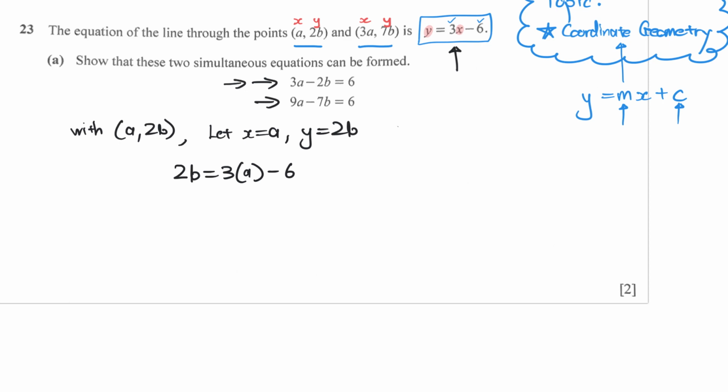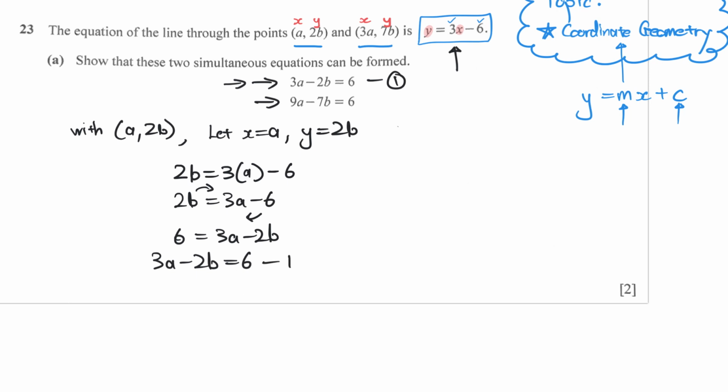So I will expand this out here. And I will shift 2b to this side and minus 6 to the other side. So we will have positive 6 is 3a minus 2b. Now this turns out exactly, by flipping it around, to be the first equation here. So we'll just leave that.